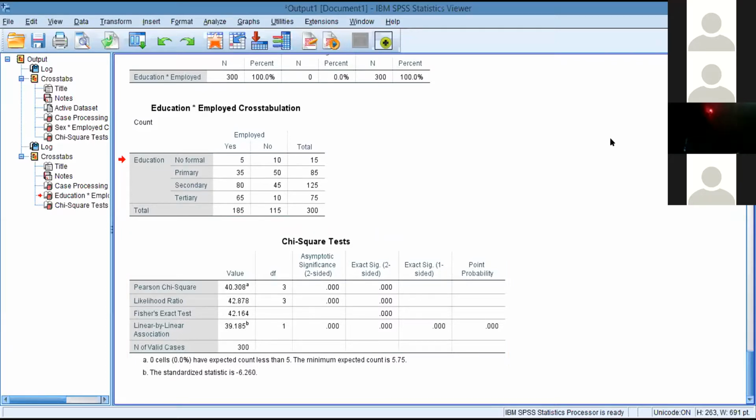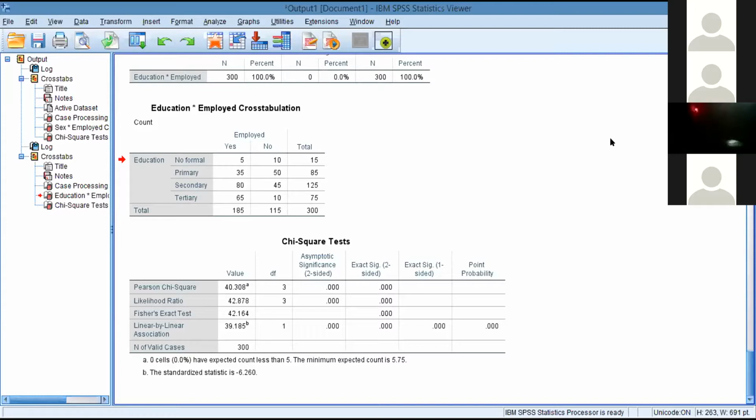Look at this after the result. Dr. Odurishi, when we were talking about how you know the expected value, even without you clicking on expected value, it will alert you. Look at what it says: 0 cells, 0%, have expected count less than 5. The minimum expected count is 5.75. There are 2 conditions you are looking at here. You want to be sure that no cell has expected count less than 1, and that no more than 20% of the cells have expected count less than 5. So the 2 statements capture the 2 conditions.